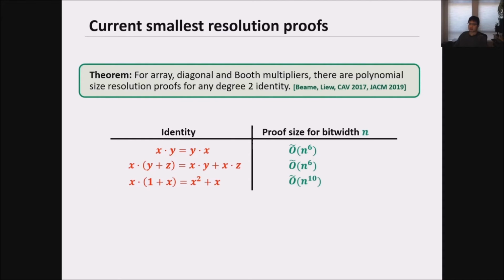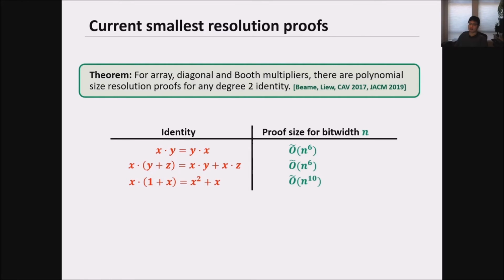Currently, the smallest known resolution proofs for multipliers are given by some of our prior work. To sum it up, we found that resolution is capable of polynomial-sized proofs for any degree 2 multiplier identity. For some concrete examples, this theorem gives an O of n to the 6th size proof for multiplier commutativity, as well as distributivity. And for other more complicated identities, the size of these proofs can get a lot larger.